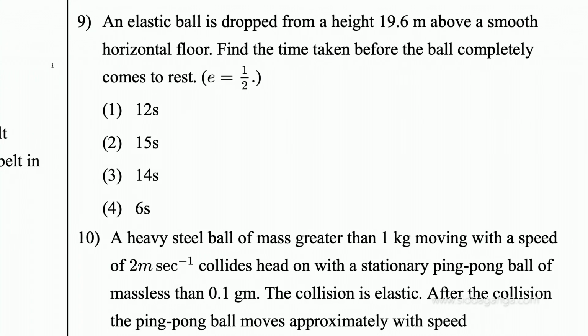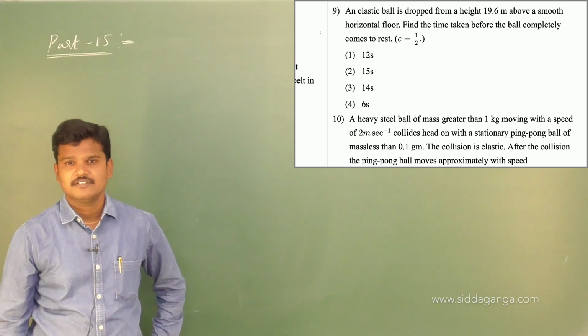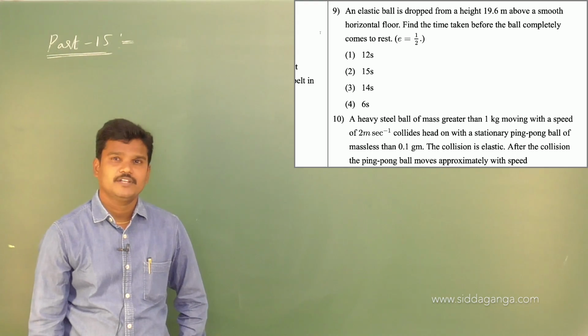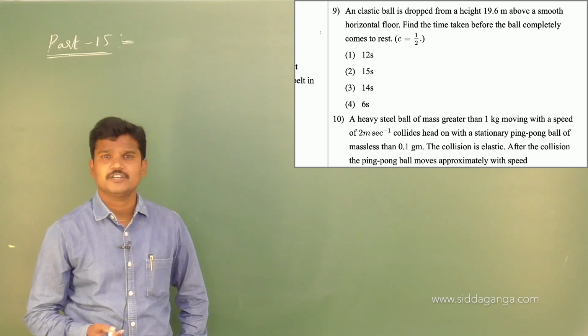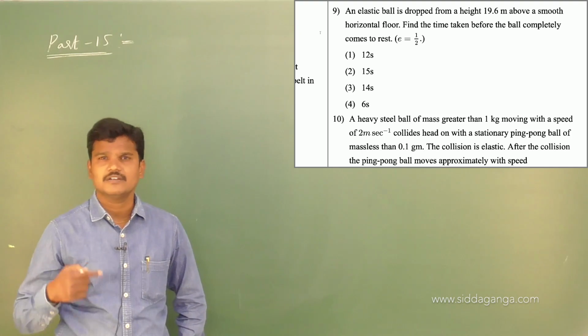So next question is based on collisions again. An elastic ball is dropped from a height of 12.6 meters above a smooth horizontal floor. Find the time taken before the ball completely comes to rest. Already we know, when a ball falls from a height h, the height of the body after first rebound, the height after second rebound. In the same way, we already calculated the time taken by the body after first rebound, after second, third, and so on.